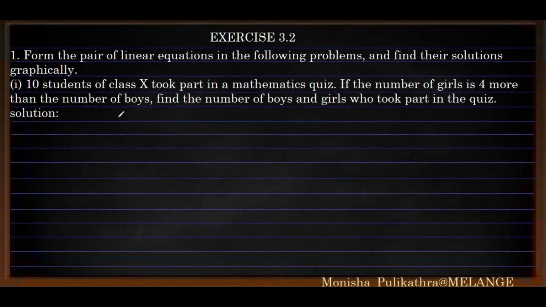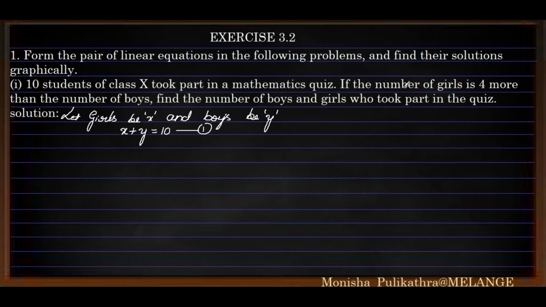So here we don't know the number of boys and girls. So first we will take it as, let girls be X and boys be Y. Here what they have given is the total number of students. So when we add girls and boys, the total number of students is 10. So X plus Y is equal to 10. So let this be equation number 1.